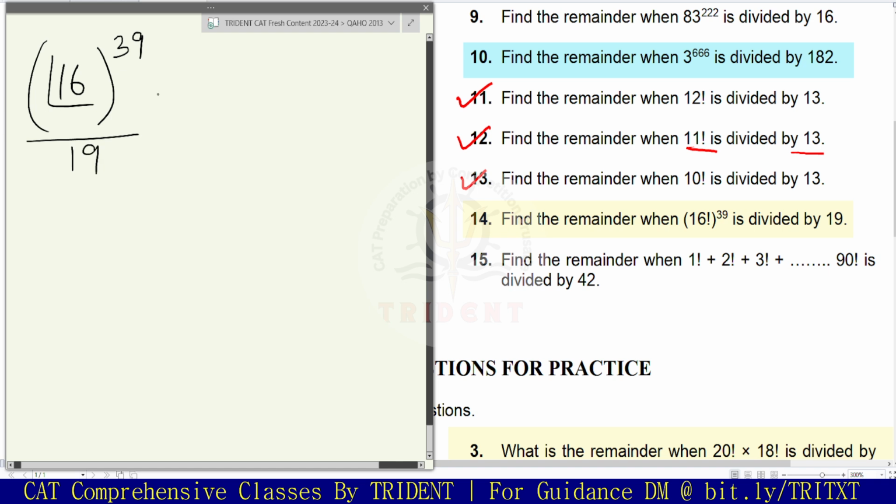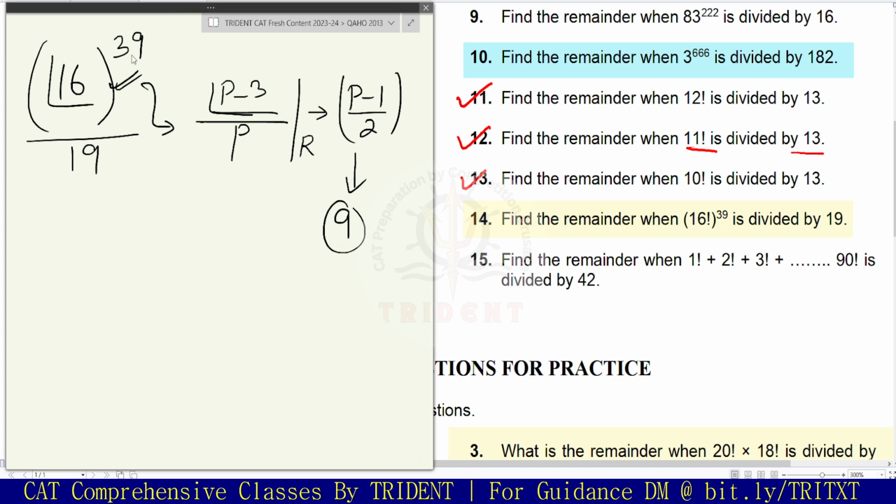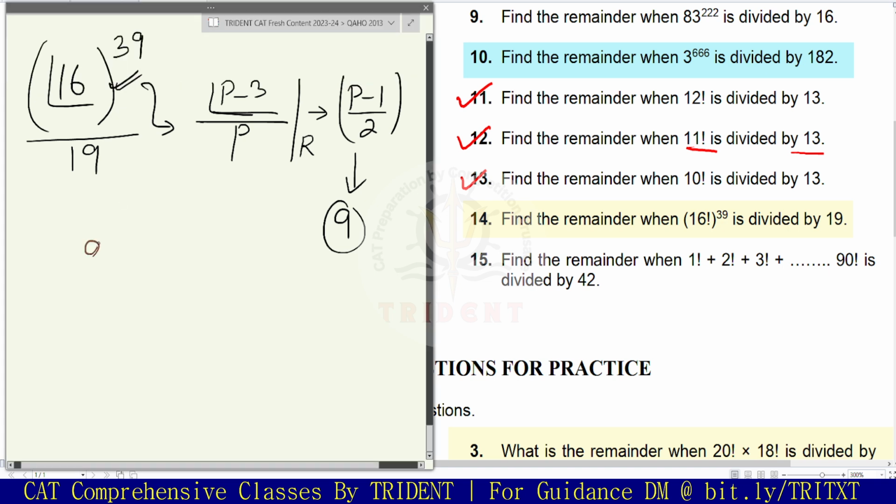In this question we will employ Wilson's remainder theorem number 3, the application one, which is factorial p minus 3 divided by p. I have told you that this is going to be p minus 1 by 2. P is 19, so 19 minus 1, 18 by 2, that is 9. I hope that makes sense. So effectively this can be written as 9 raised to the power 39 by 19.